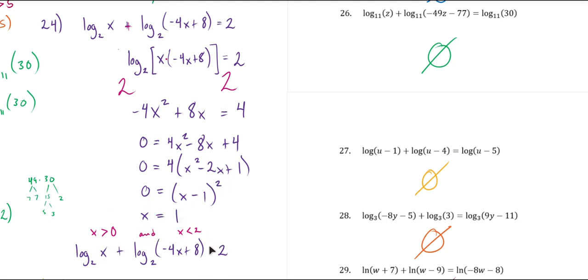This is indeed satisfying the domain restrictions, which are that x must be greater than 0, and this one, in order to stay positive, bring that 8 over, divide by the -4, and flip the sign, and we see that we have to be less than 2. 1 is greater than 0 and less than 2, so this is going to satisfy.